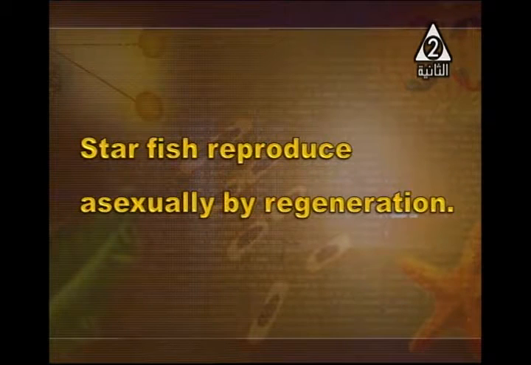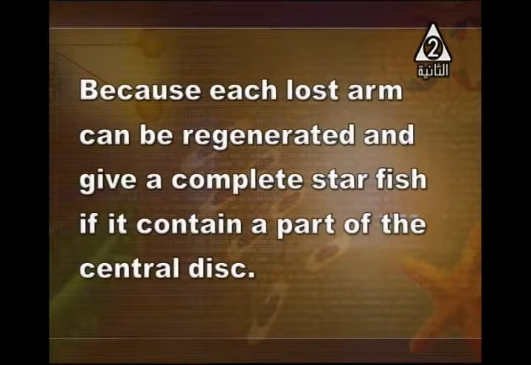Another question: starfish reproduce asexually by regeneration. This is because each lost arm can be regenerated and give a complete starfish if it contains a part of the central disc.